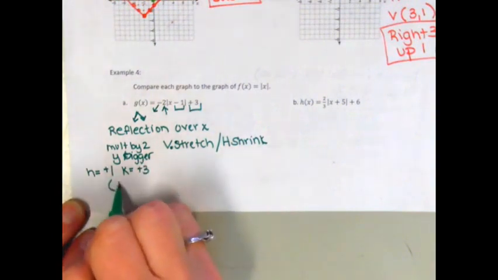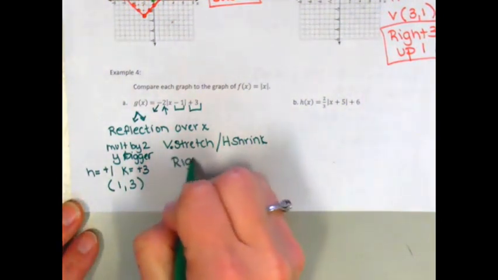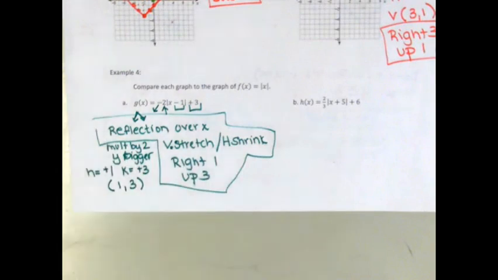So my vertex is 1, 3. So how do I graph 1, 3? Right 1 and up 3. So that's your comparison, guys. So when it says compare, this is what happens. We have a reflection over the x, we have a vertical stretch or horizontal shrink, and then we go right 1, up 3. Now, if I actually had to graph that, guys, you would actually have to make a table, which we're not doing yet. A little bit ahead right now, okay?